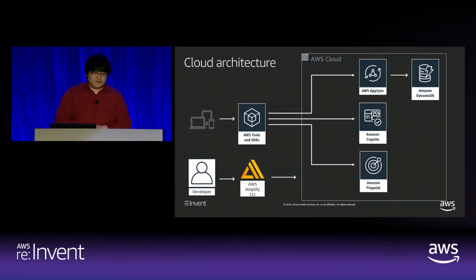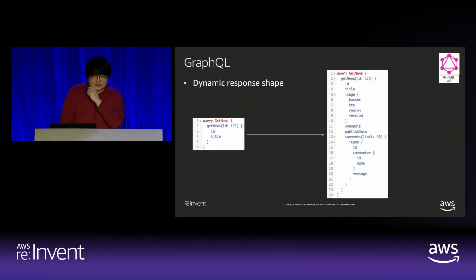Well, the developer will be using the AWS Amplify CLI. This will be what we'll be using to provision all of these cloud resources. But first, let's take a look at AWS AppSync, how we're going to communicate with that and what overall the query language is. AWS AppSync will be using GraphQL, and right off the bat, one of the things that you get is a dynamic response shape.